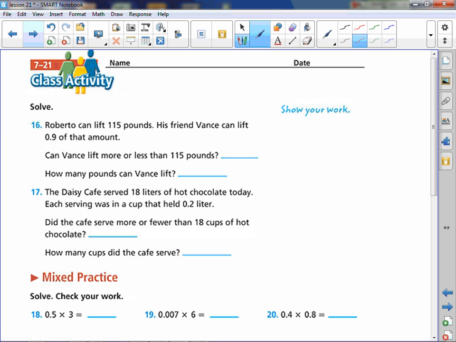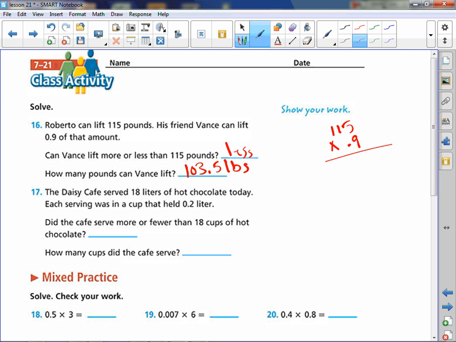Okay, let's go forward. Roberto can lift 115 pounds. His friend Vance can lift 9/10 of that. Is that more or less? Less, right? Because it's a fraction of what he can lift. This is a percentage of what he can lift, not the whole thing. How many pounds can he lift? 115, multiply that by 9/10. Okay? Come back and check it once you've done that. Okay, you should have found that he can lift 103.5 pounds.